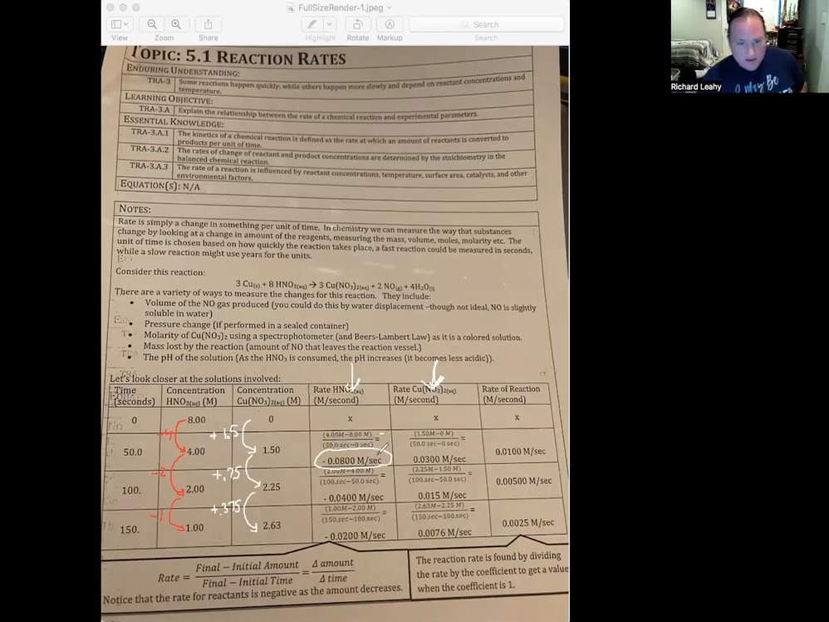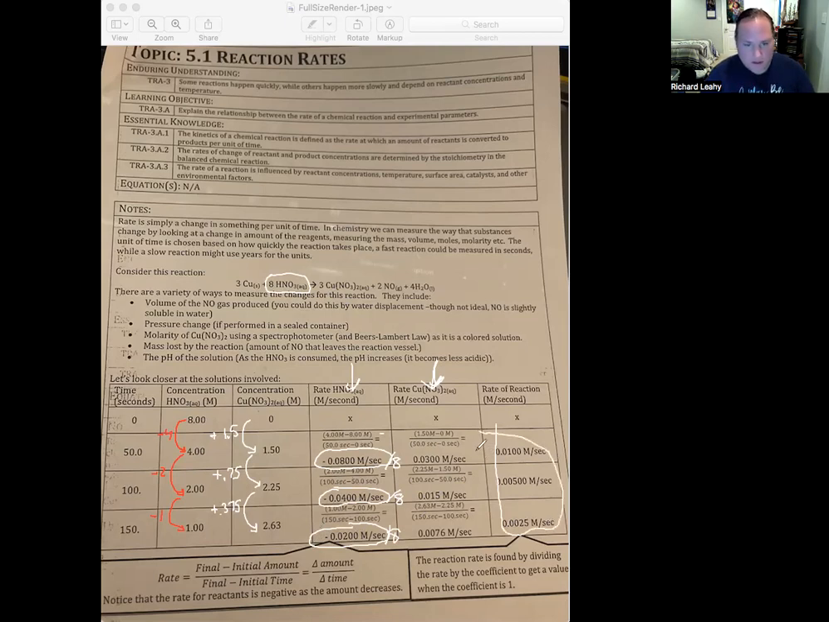So if you take this value here and divide by 8, because of this 8, you'll get this number. And then you could take this one and divide by 8 as well. All these would be divided by 8 because they're all about the HNO3. And you'll get the numbers in the last column.